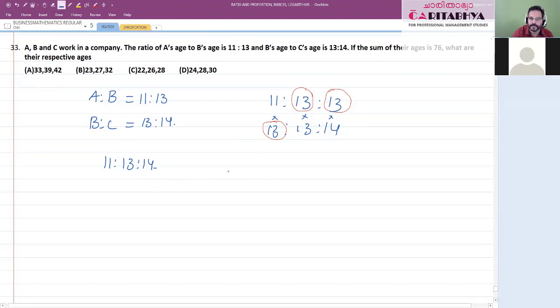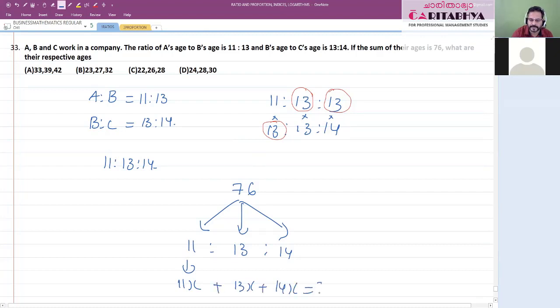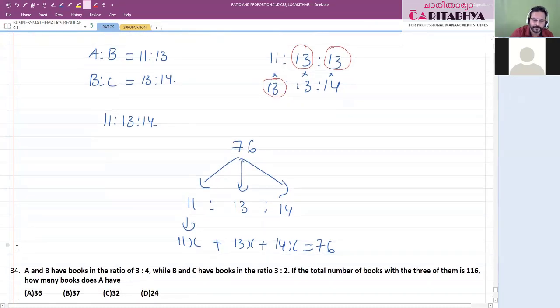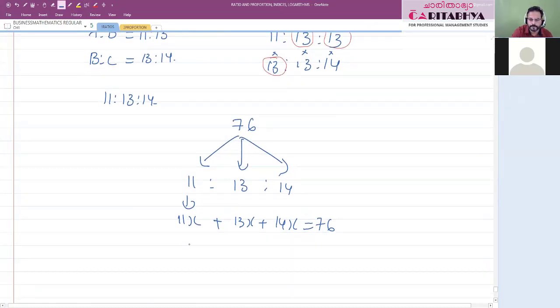11:13:14. Then what is given? 76. So the ratio is 11:13:14, which means the actual ages are 11x, 13x, 14x. If we add these three, what should we get? 76. Then find x and find each person's age. 38x is equal to 76. Therefore x is equal to 2.